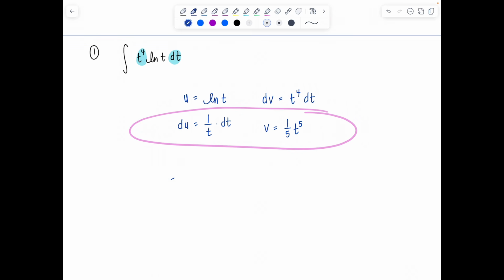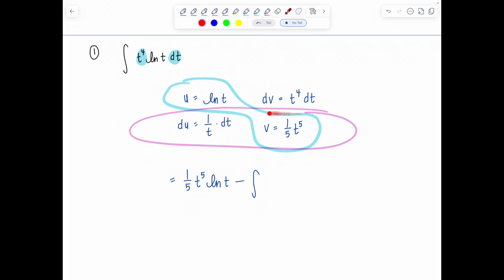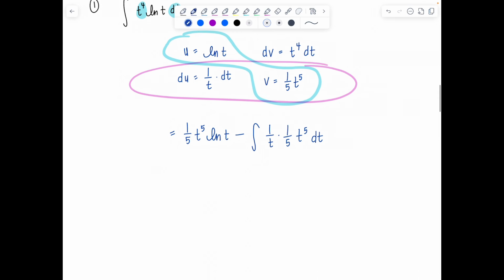Okay, so now how do we integrate? Well, you're going to take the diagonal product, u times v. That goes outside the integral. You're like, woohoo, I don't have to integrate that ln of t. Exactly, that was the point. So 1/5 t to the 5th times natural log of t minus integral of this horizontal product, v du. So we have 1 over t, 1/5 t to the 5th dt. Good? Okay, now let's just clean up, bring it on home.